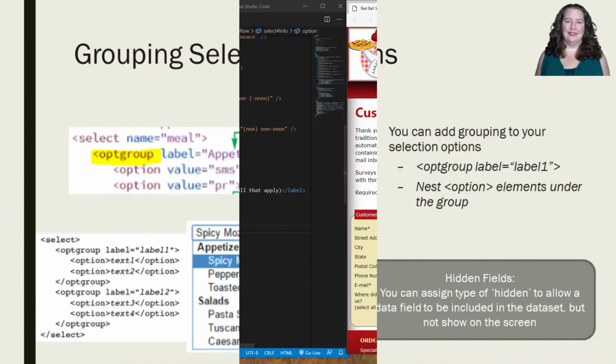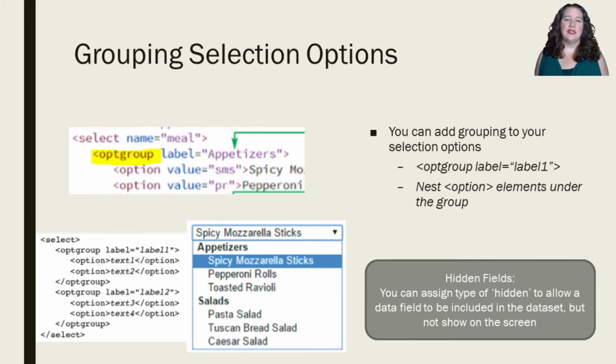One of the nice things with select boxes is that we do have the option of doing option groups. So we can group our options. In the example that we have here, we're going to be going and having the appetizers and then the salads separated. So we can have an option title, or in this case called a label, for the option group, opt group. And then we can have multiple options underneath it.